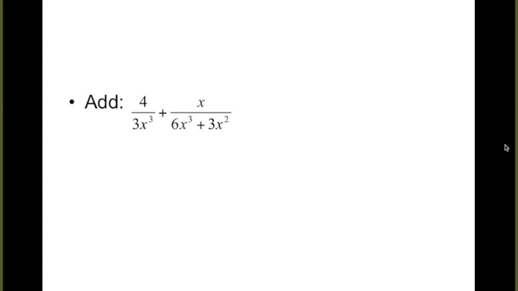All right, first step, factor our denominators. 3x cubed is just one thing, so there's nothing to do with that. In the second denominator, what is in common? 3x squared. So that's going to leave then a 2x plus 1.